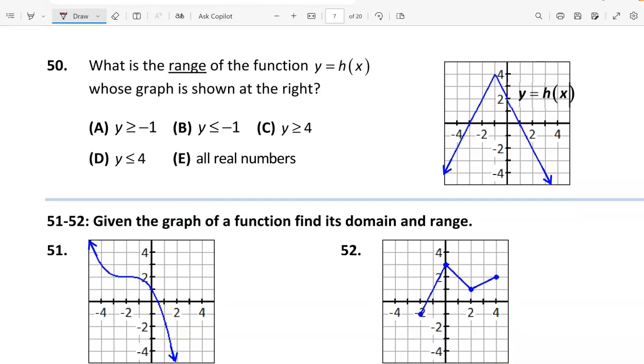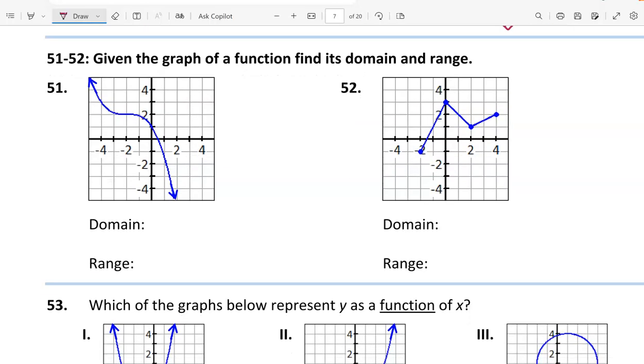For number 50, we're looking for the range, where range refers to the y values. So the highest point on the y-axis that the graph goes to is +4. All the rest of the points are down below and extend infinitely in that direction. So that means that the range for this function is y is, not greater than, but smaller than or equal to 4, because all the y values are below or at y equals 4.